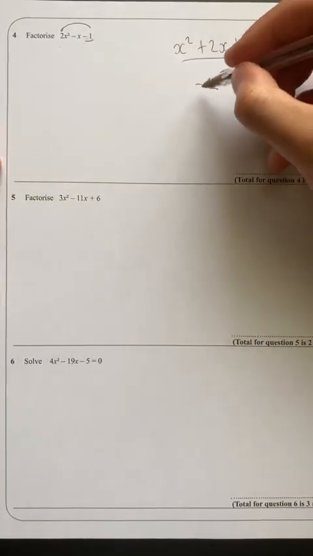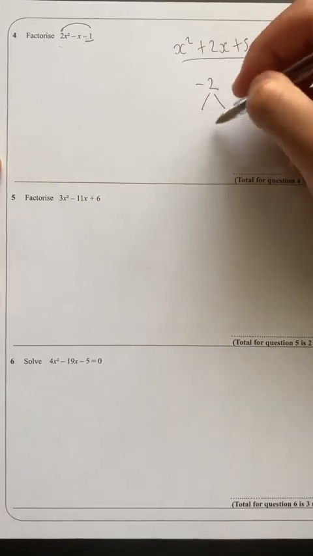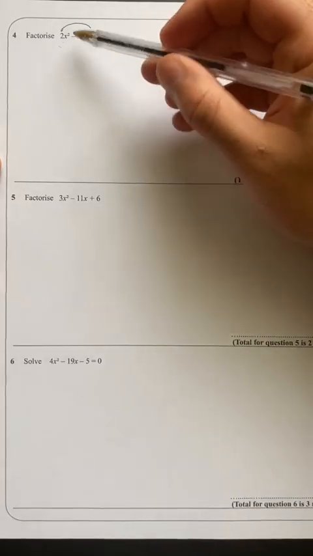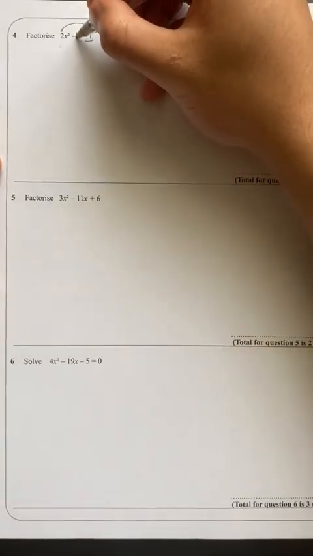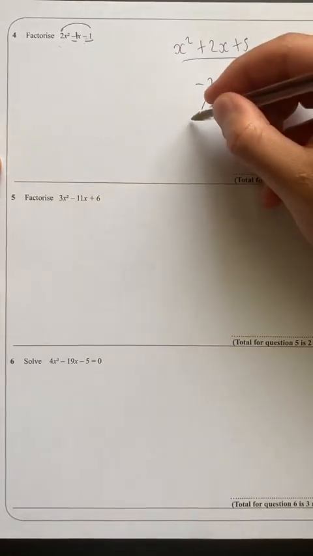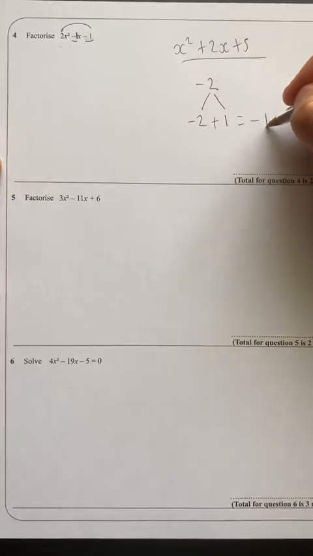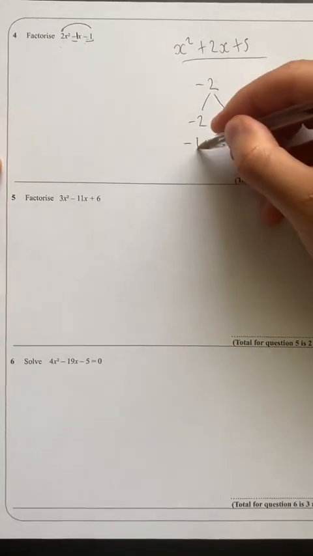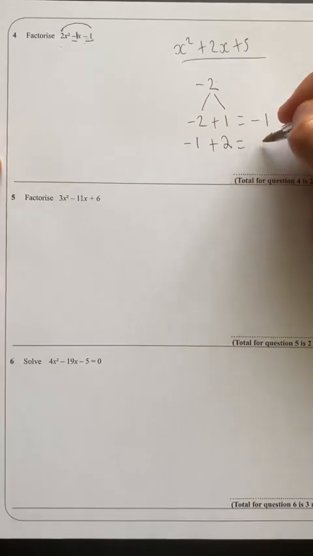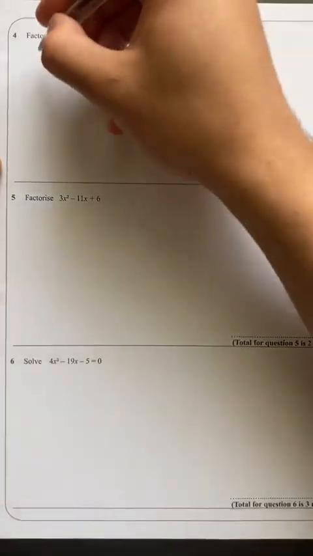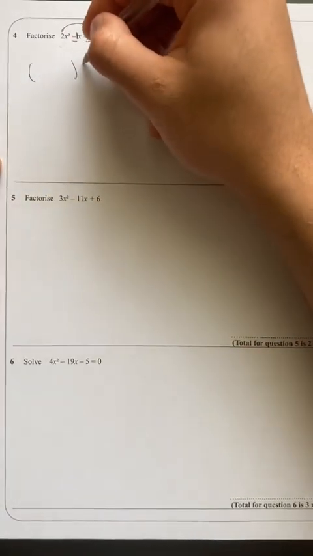And now it's the same thing. We need two numbers that multiply to give us minus 2 and add up to give us the number in the middle, which is minus 1. So we could use minus 2 and 1, because that adds up to minus 1. We can't use minus 1 and 2, because this adds up to positive 1.